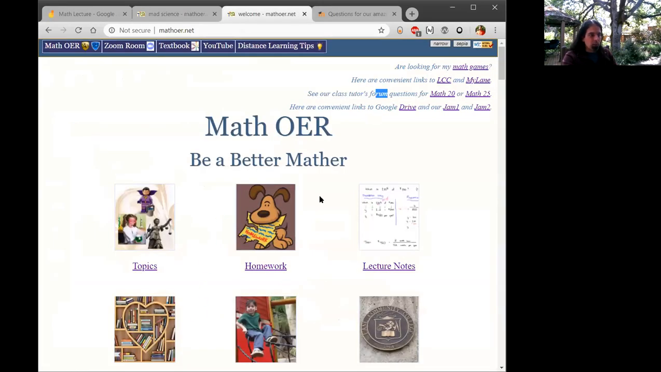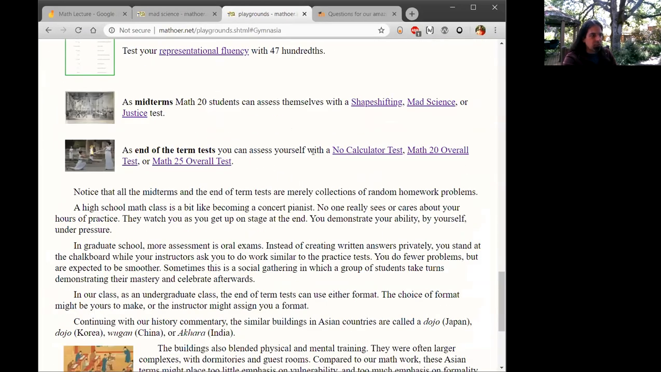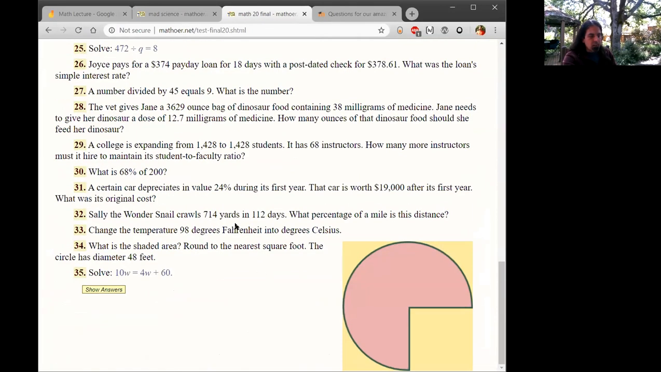Somebody might be wondering, will we have time? So let's go look at this, your Math 20 overall test. Now this term, you don't have a time limit, but let's pretend it was a normal term and you did. A normal LCC final is 110 minutes and 35 problems. So 110 divided by 35, that's a little more than 3 minutes a problem.